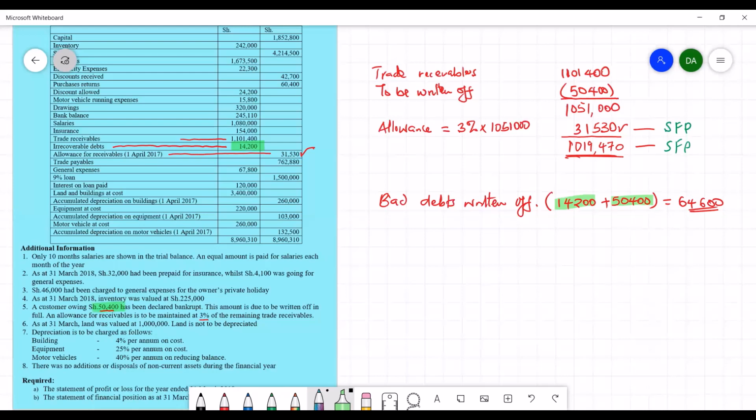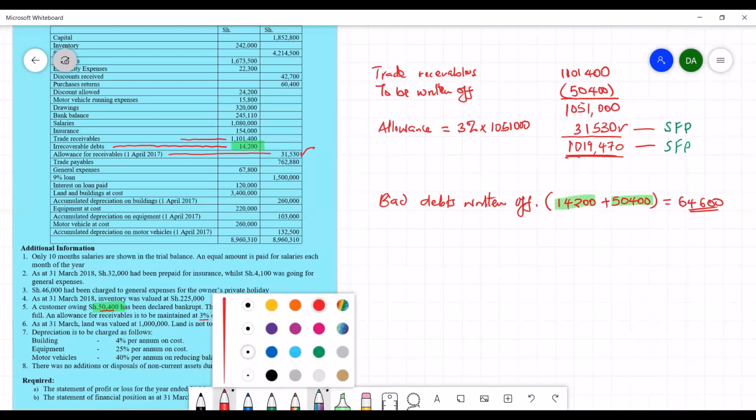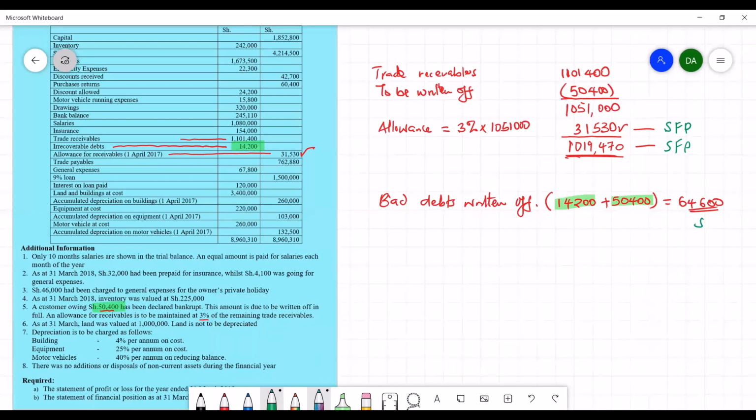And that is how to account for the provision for bad debts and bad debts written off. So they should go to the statement of profit or loss.